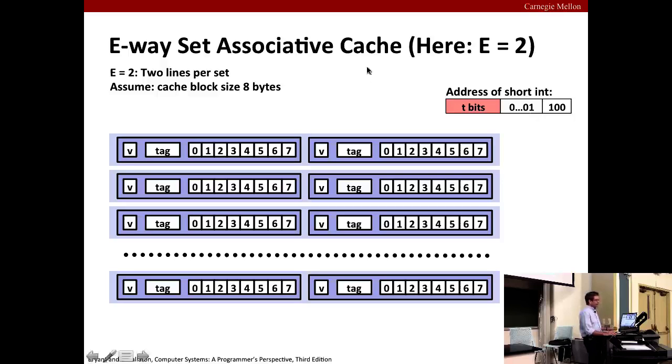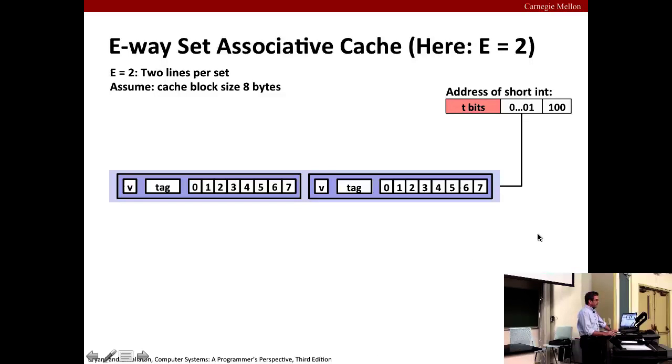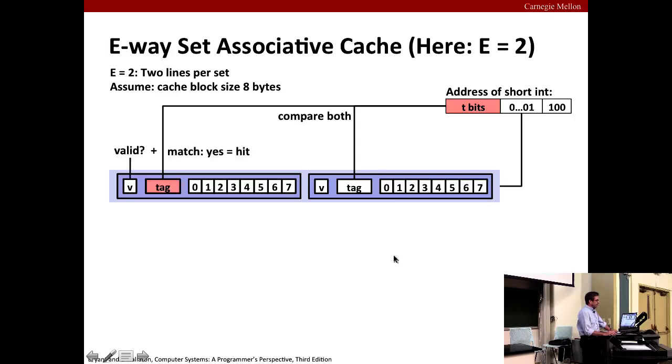Okay, so the cache extracts that set index. So this is set 0. This is set 1. This is set 2. Okay. Throws away all the other sets. And now in parallel, it searches for a matching tag in both of these lines and a valid bit. So if we get a matching tag and a valid bit true, then we've got a hit.